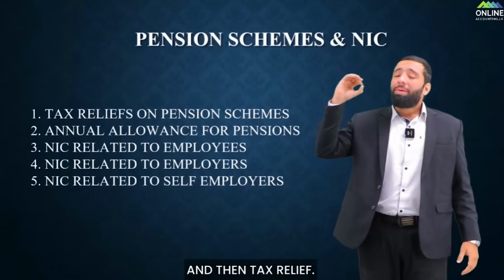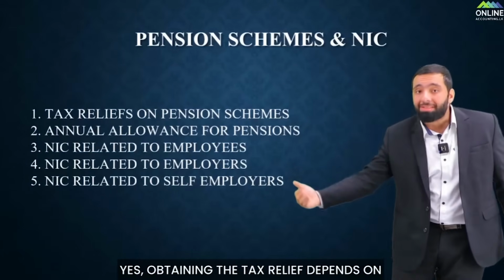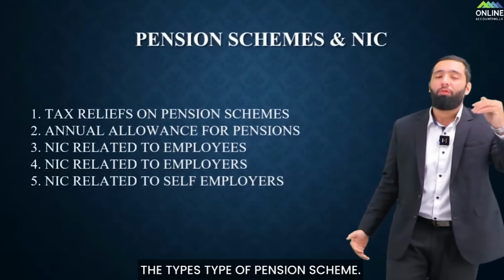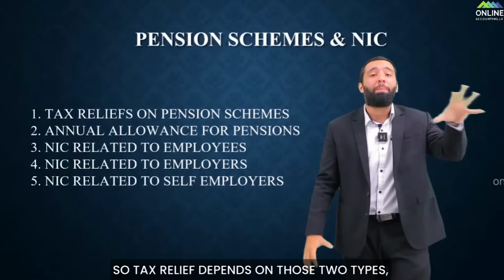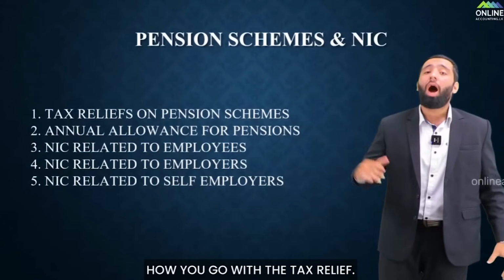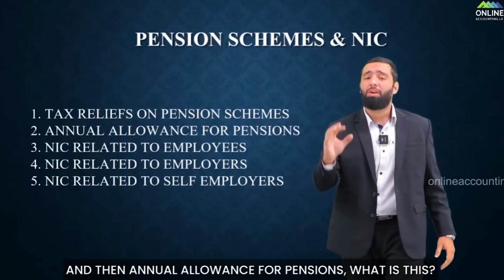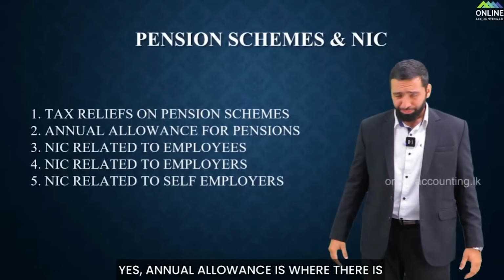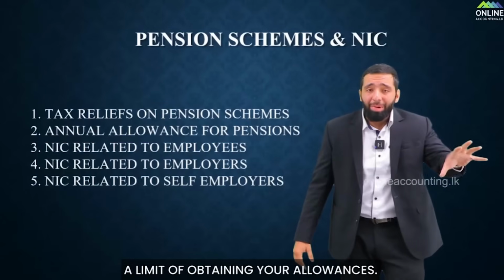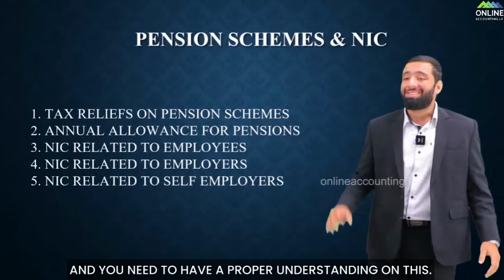And then tax relief. Yes, obtaining the tax relief depends on the type of pension scheme. So there are 2 types, and how you go about the tax relief depends on those 2 types. And then annual allowance for pensions. What is this? Yes, annual allowance is where there is a limit on obtaining your allowances, and you need to have a proper understanding of this.